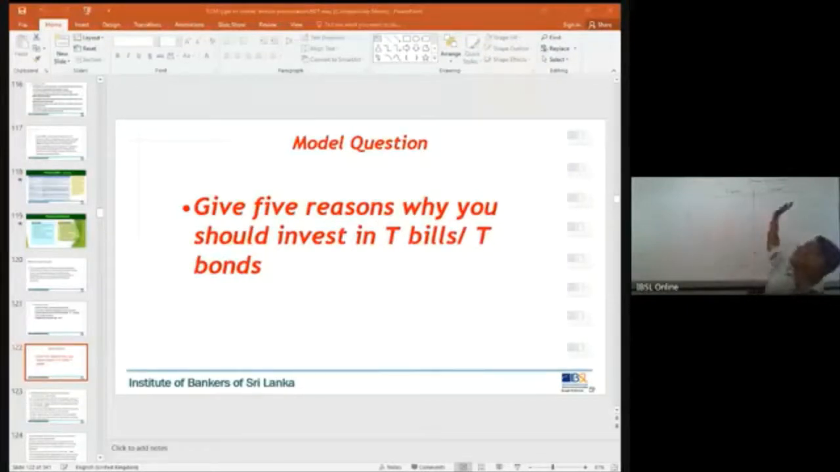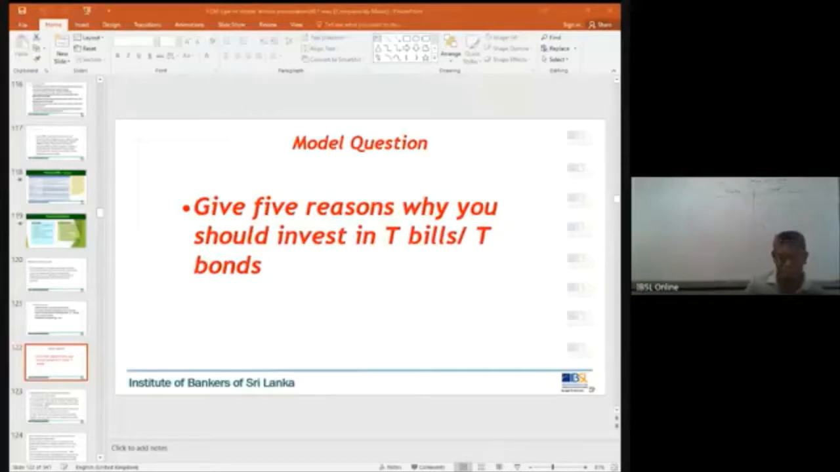Now, can we compare this one? Treasury bills and treasury bonds. What are the similarities? Now, remember, when the examiner asks you to compare and contrast, first you need to compare. What are the similarities of treasury bills and treasury bonds? Both are gilt-edge securities issued by the Central Bank of Sri Lanka on behalf of the government. Both are sold by electronic auctions. So those are similarities. Okay. Now differences. Tell me the differences.